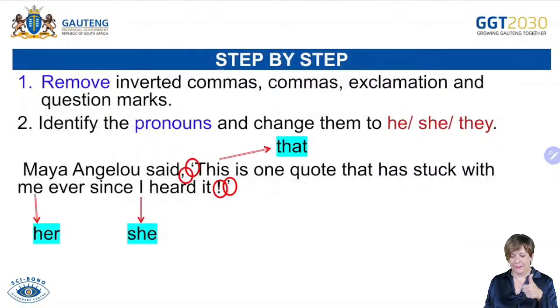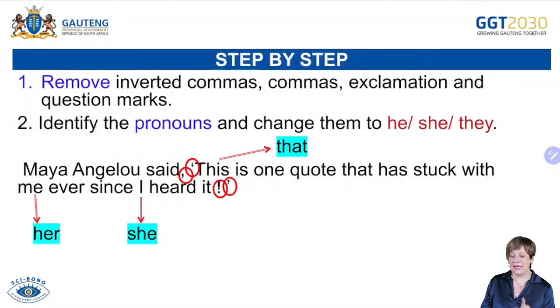First thing, remove all your punctuation. Inverted commas, exclamation marks, question marks, remove everything. So take your highlighter and just draw a little cross around them. Then find your pronouns and change them to he or she or they. So that's now step number 2.